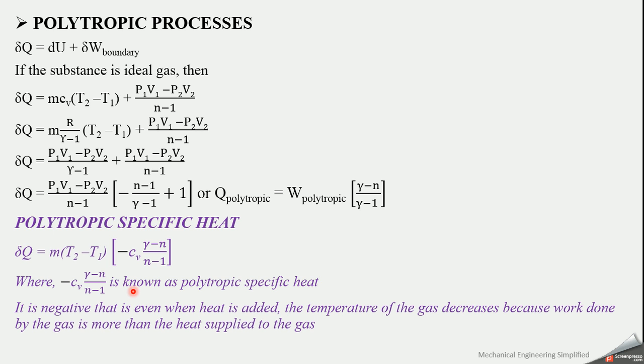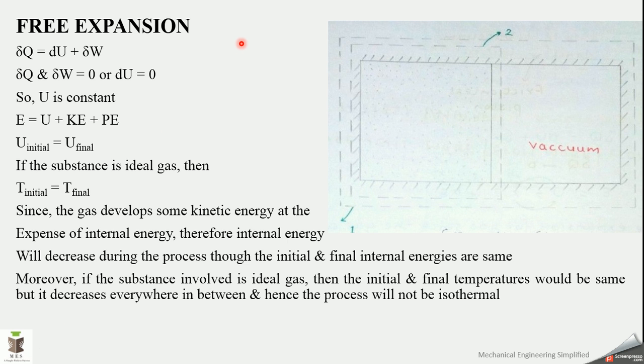That is why in the polytropic process, the polytropic specific heat is always negative. That means in spite of providing heat to the system, the internal energy of the system keeps on decreasing, because the work done by the gas is more than the heat supplied to the gas. This is very important.